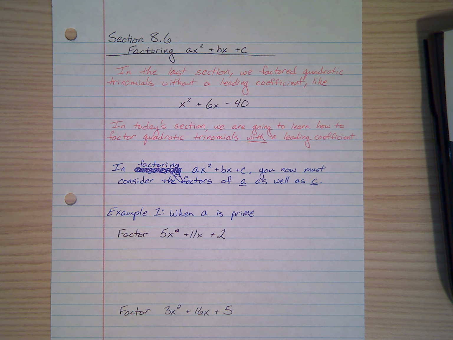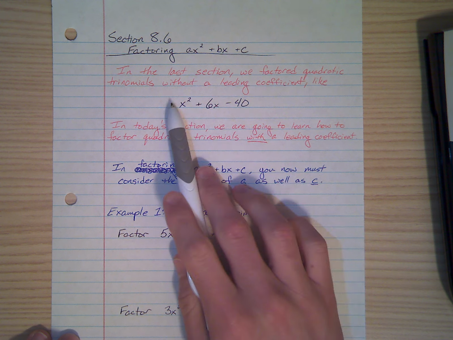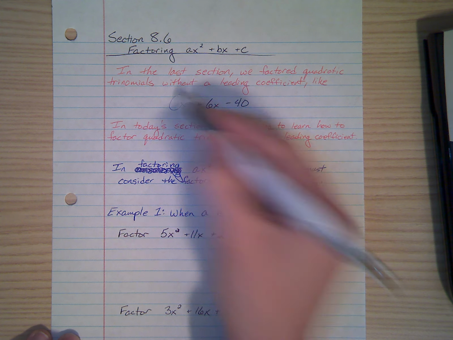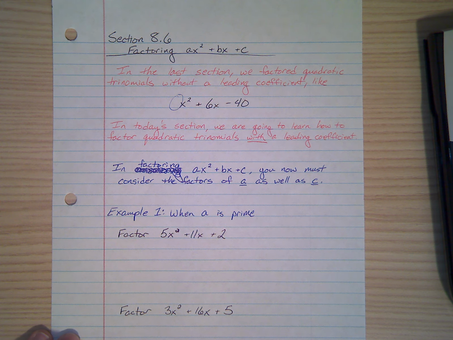Okay, so today we're going to be factoring more complicated quadratics. This time they are going to have a leading coefficient in front of them. In the last section, we factored quadratic trinomials without a leading coefficient. Okay, so there was nothing in front here, which meant it was just a 1.